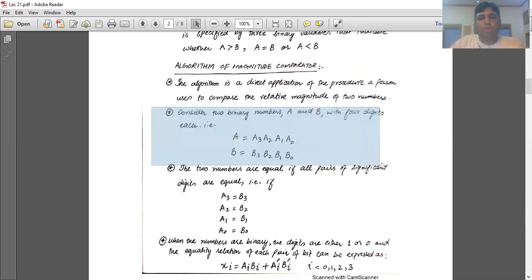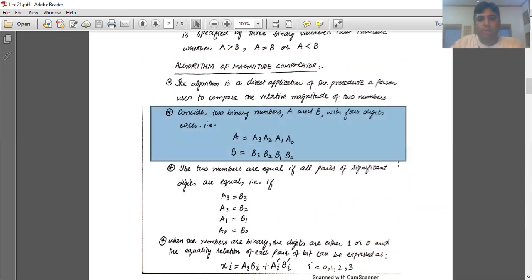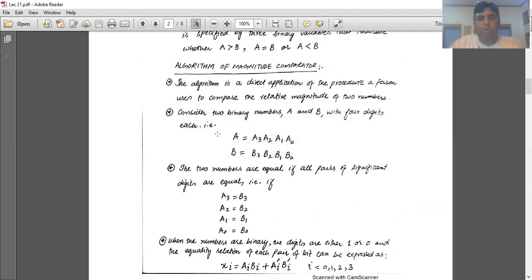First of all, consider two binary numbers A and B with 4 digits each. A has 4 bits: A3, A2, A1, and A0. These are ones and zeros, and we are using the general symbols. A3 is the most significant bit, A2 is the second most significant bit, A1 is the third, and A0 is the least significant bit. Similarly, B is a 4-bit number: B3, B2, B1, B0.